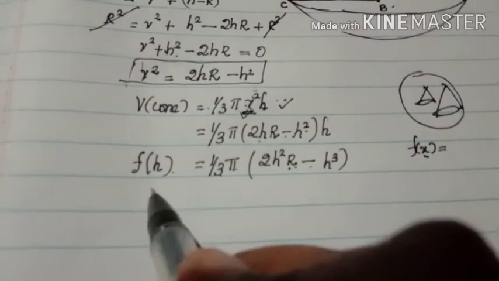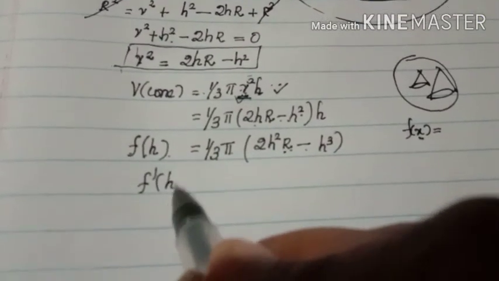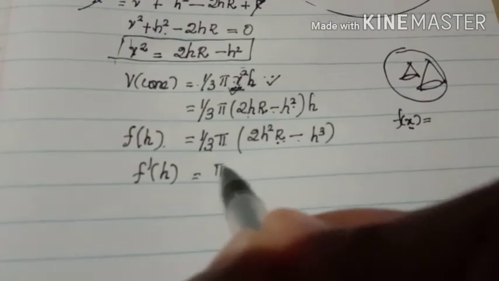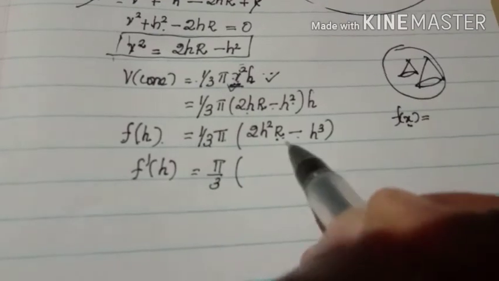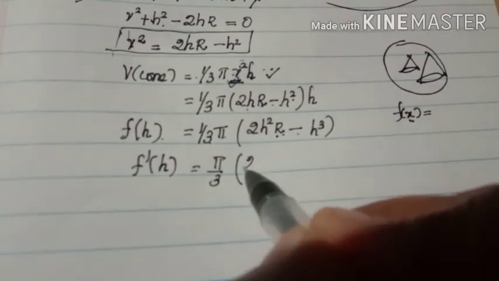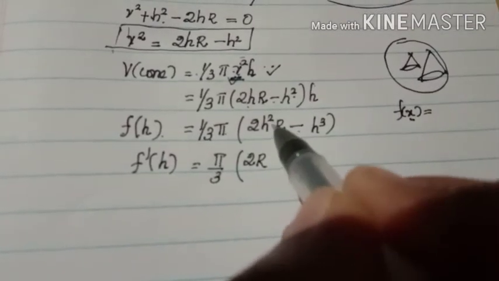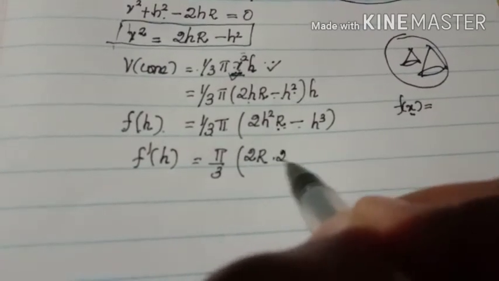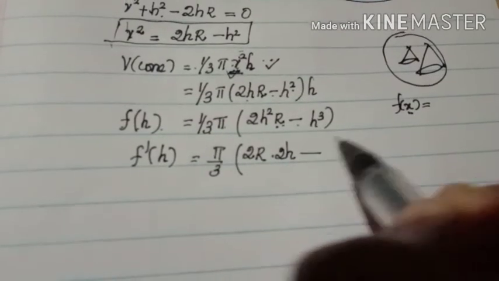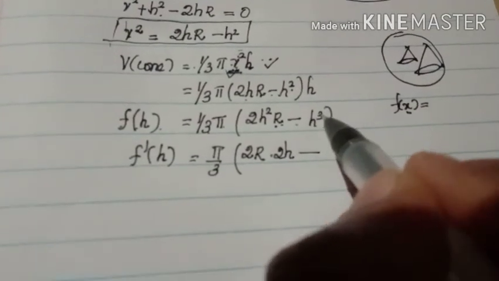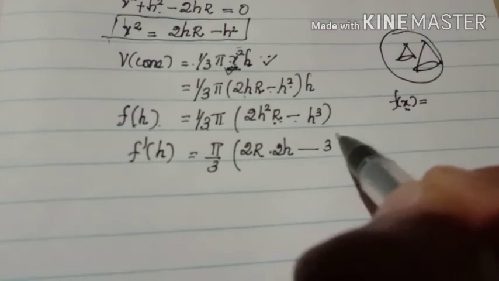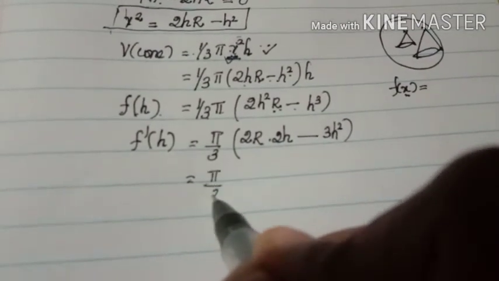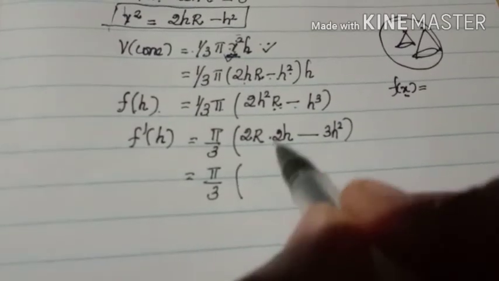Now find the derivative. Here we are going to differentiate with respect to h. Here pi by 3 is constant. So pi by 3 into, in this 2 is constant, R is constant. Now differentiate h square with respect to h. It is 2h. Minus, differentiate h cube with respect to h. It is 3h square. That is equal to pi by 3 into 2 into 2, 4.